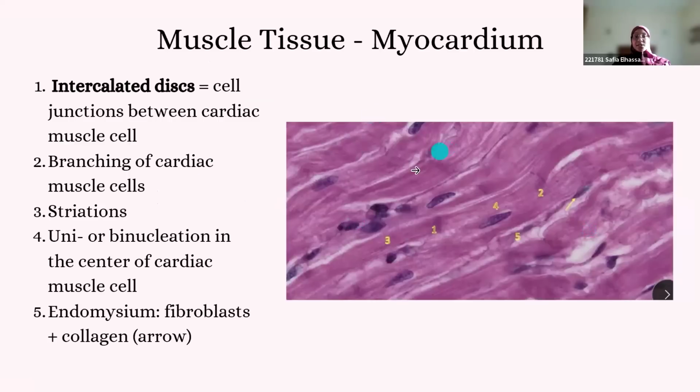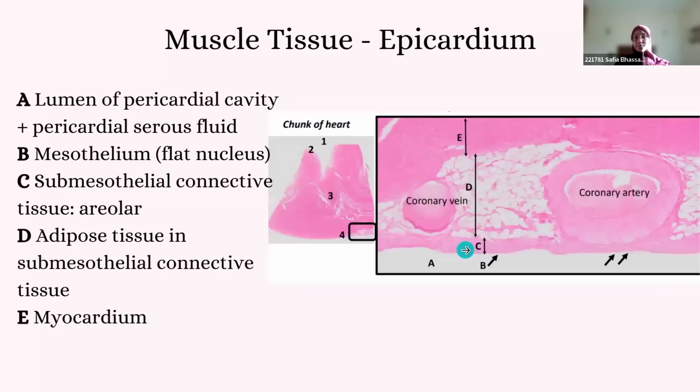All right, so here's just another section of myocardium. Again, here we can appreciate the intercalated discs, especially. This is very, very unique to cardiac muscles. It's a very important feature. You can see the branching of the cardiac muscles. You can see the striations, which are located within the cells. And you can see uni or binucleation, as well as the endomysium or the connective tissue that's synthesized by collagen.